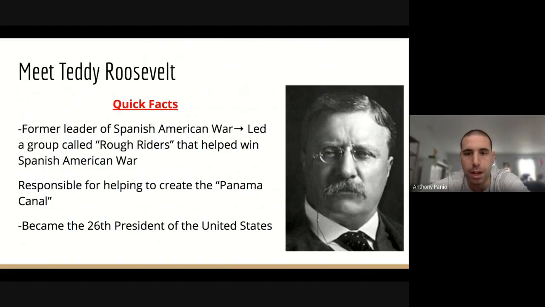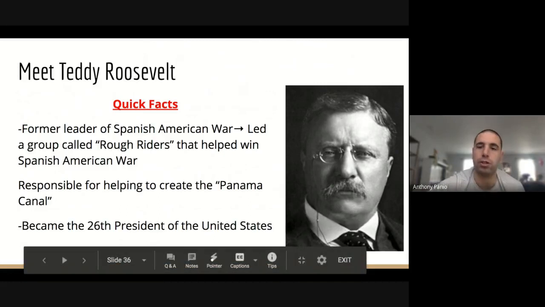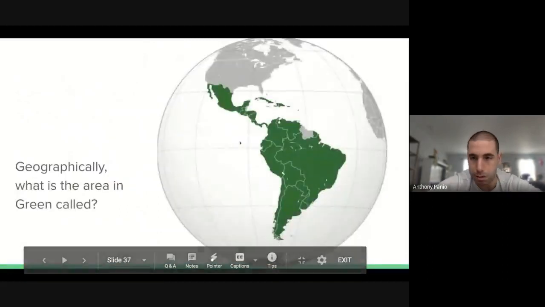Don't write this down. We know from the last lesson he was responsible for the Spanish-American War, leading the group called the Rough Riders that helped win the Spanish-American War. We know his work with the Progressive Era, being a trust buster and being a conservationist, the first conservationist president. And he's responsible for helping to create the Panama Canal, and that's really what we're going to look at him for the next 2 days.